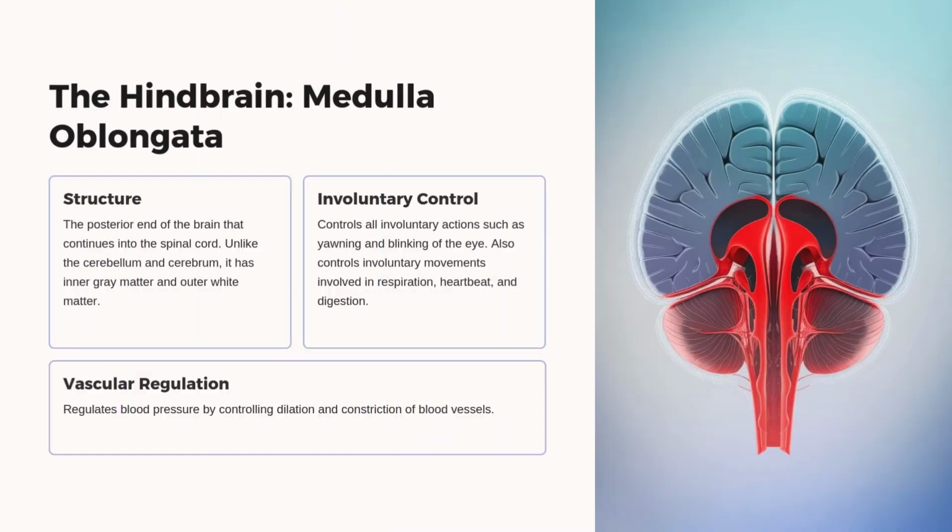The hindbrain. Medulla oblongata. Structure: the posterior end of the brain that continues into the spinal cord. Unlike the cerebellum and cerebrum, it has inner gray matter and outer white matter. Involuntary control. Controls all involuntary actions such as yawning and blinking of the eye. Also controls involuntary movements involved in respiration, heartbeat, and digestion. Vascular regulation. Regulates blood pressure by controlling dilation and constriction of blood vessels.